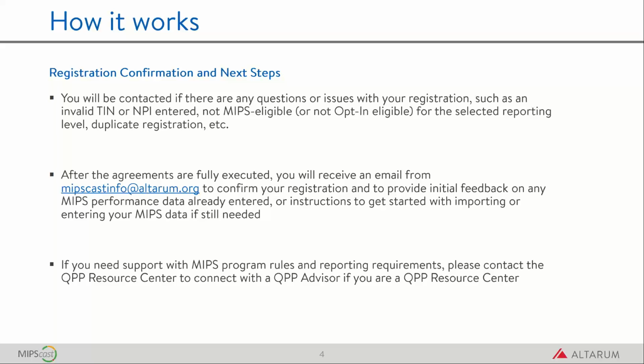After the agreements are fully executed, you'll receive an email, and that will confirm your registration and provide initial feedback. If you've already been using MIPScast and have data entered, we'll take a look at it right then and begin giving some feedback along with that confirmation of your registration. If you've not entered any data, then we will provide some instructions to get started with importing or entering data.